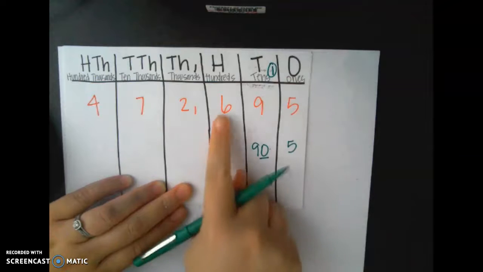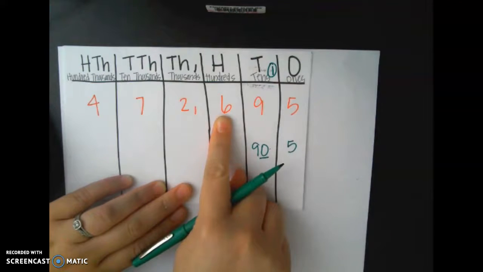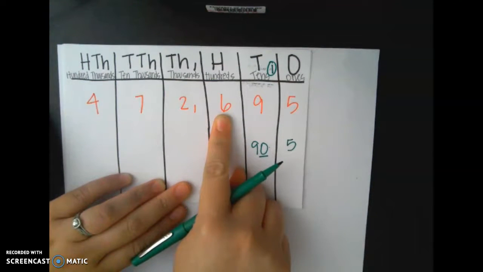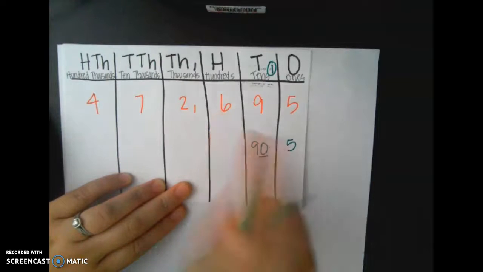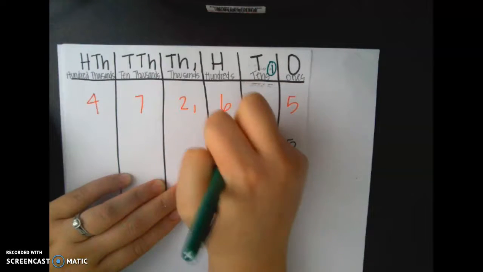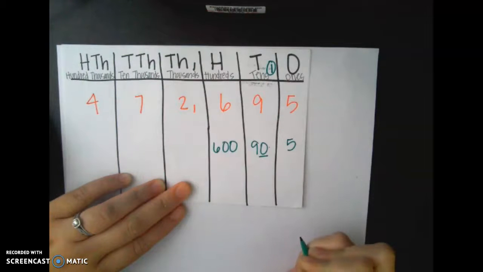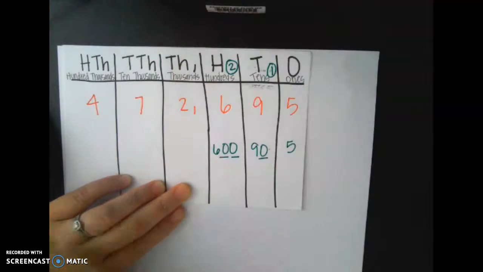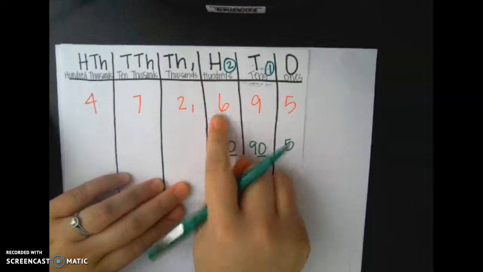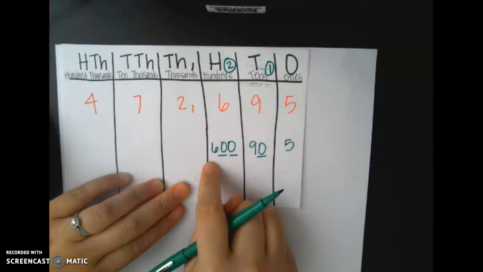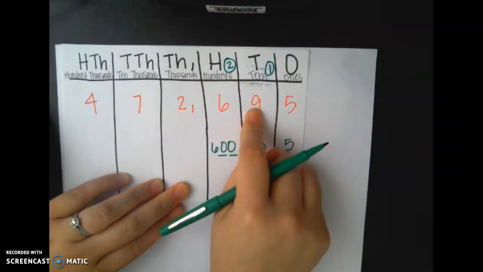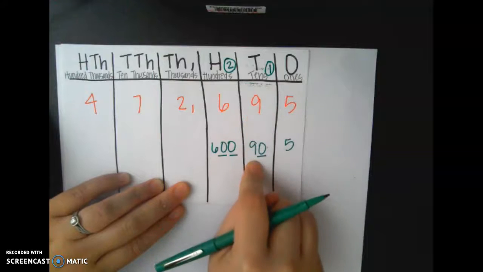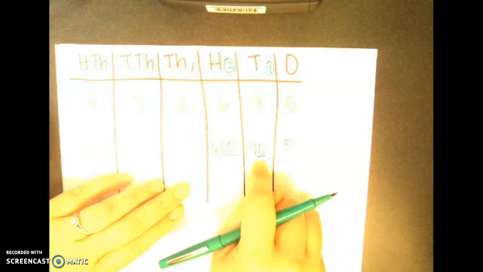Okay? In my hundreds, the digit I have is a 6. So the value of my 6 is going to be 600. How many zeros do we have in 600? 2 zeros. I'm going to put a 2 here to help me. It doesn't matter if this was a 3 and the value was 300, I would still have 2 zeros. It doesn't matter if the value was 4 and it was 40, I would still have 1 zero.